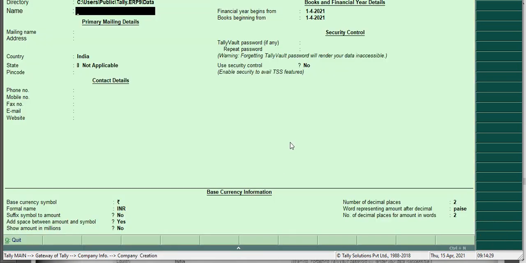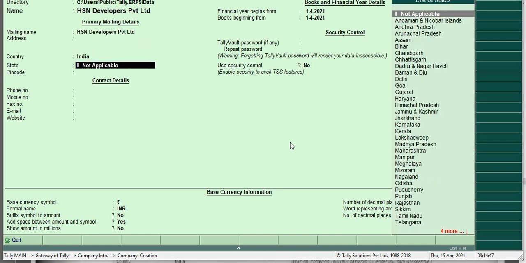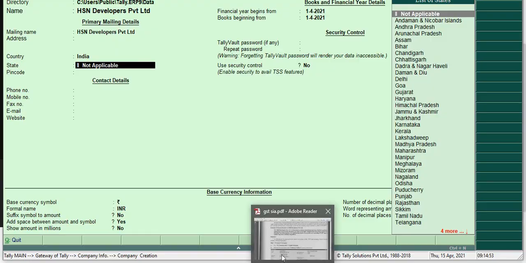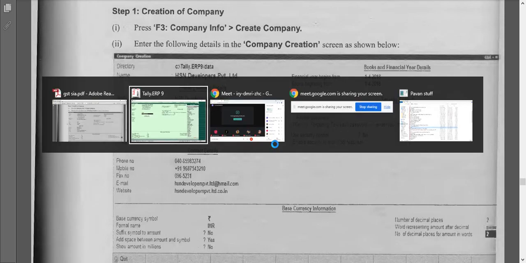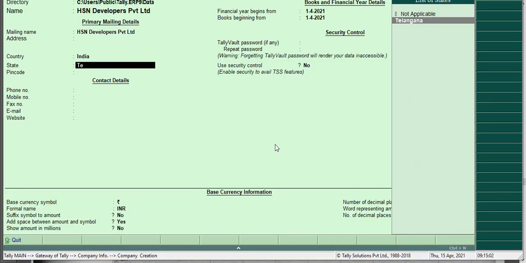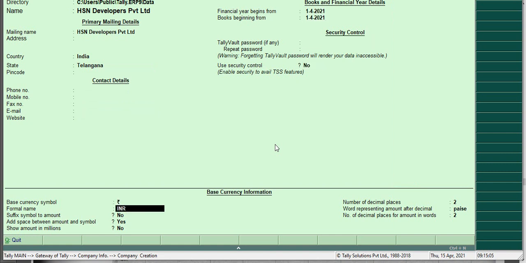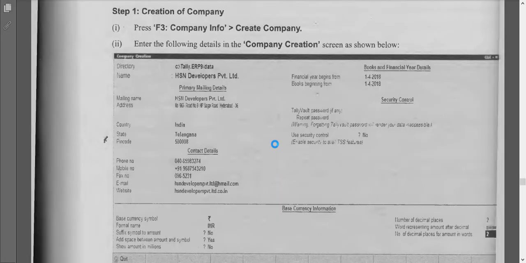Open. HSN Developers Private Limited. It is placed in Telangana, India. Okay. So the company is created.